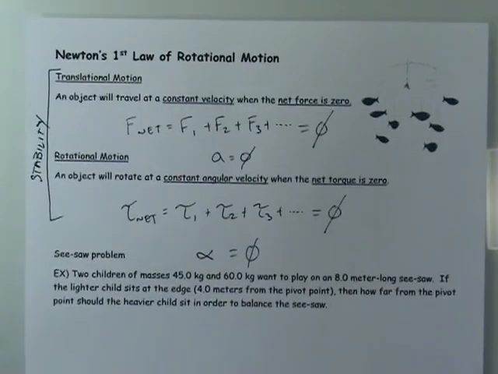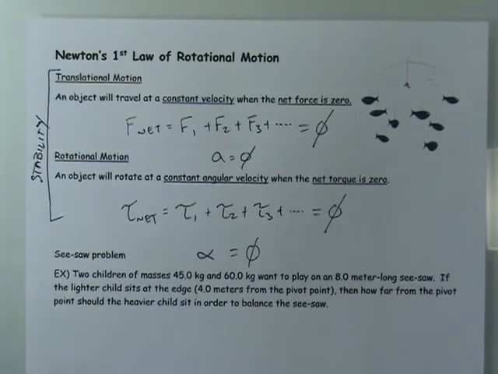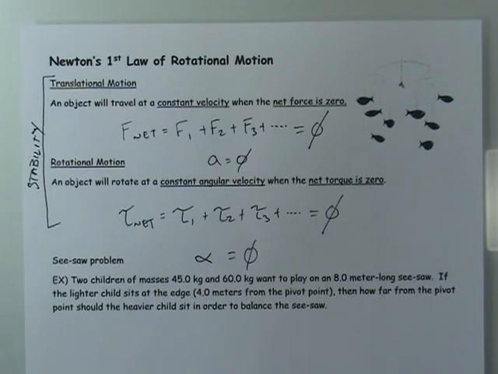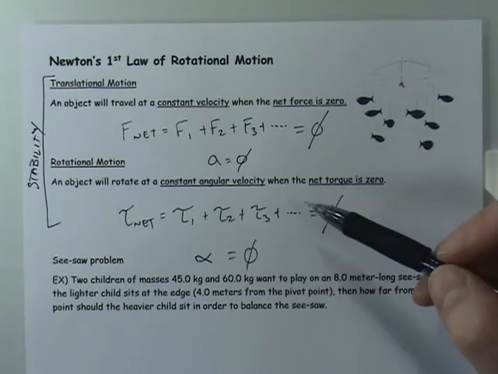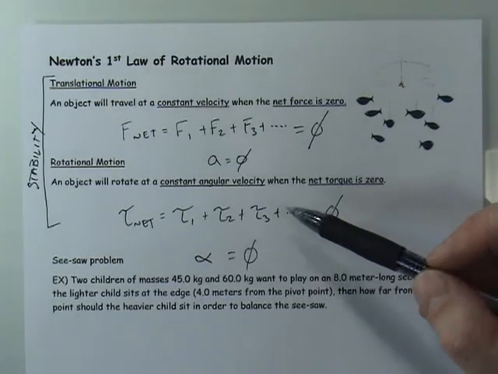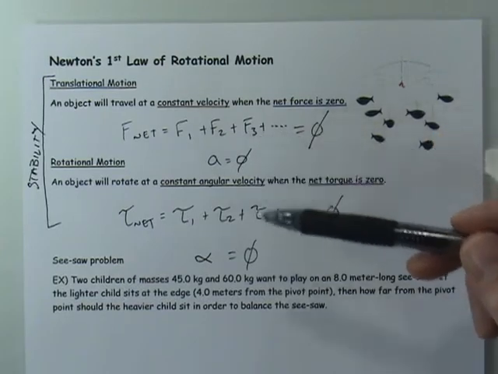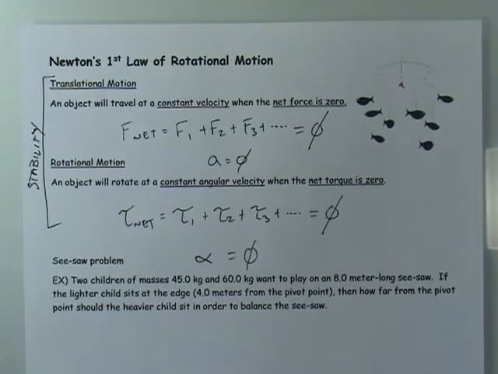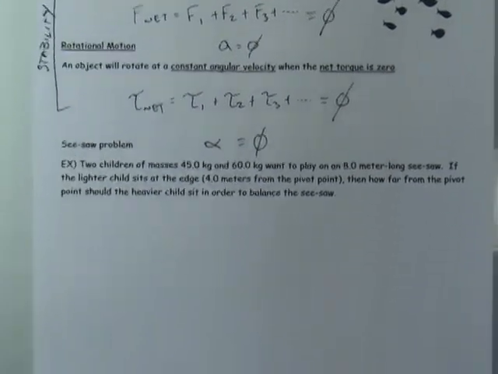So stability in a static situation means that simply nothing is changing. And in order for nothing to change from what it's doing, for the object to continue moving in the way that it's moving, both the net force and the net torque must be 0. Okay, so let's apply this to a specific problem.